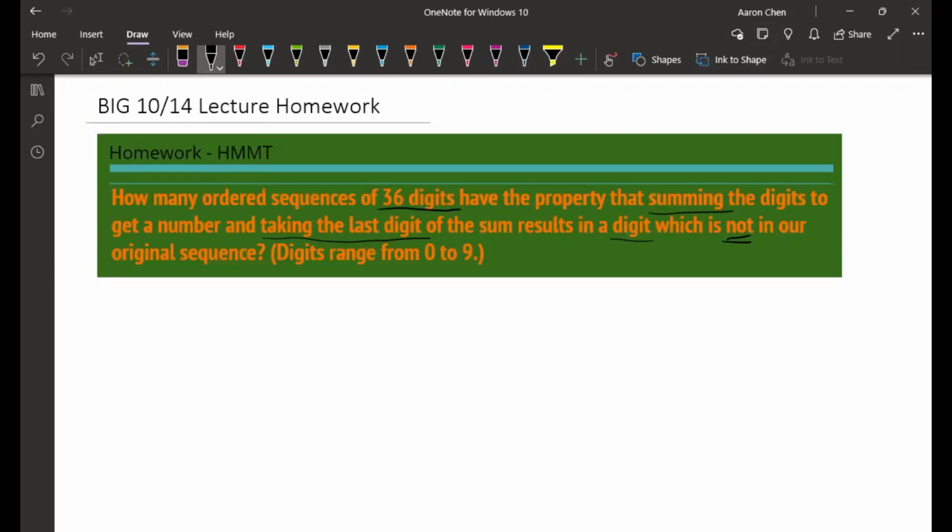Okay. So 36 seems rather random, so we can initially set 36 to n. Now we can solve everything in terms of n. Some notation we're going to be using is sigma of s, to be the last digit of the sum of the digits of s.